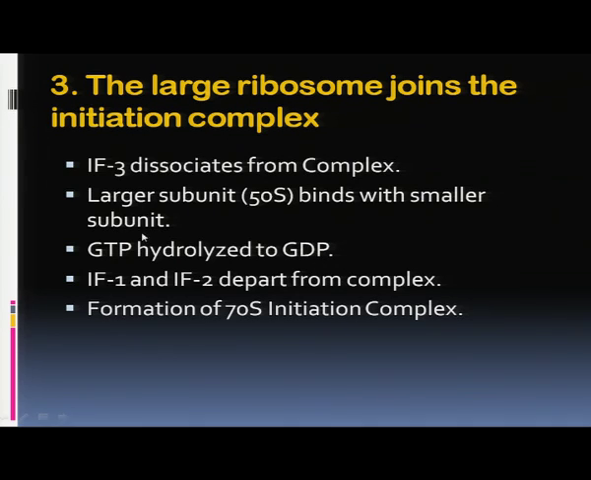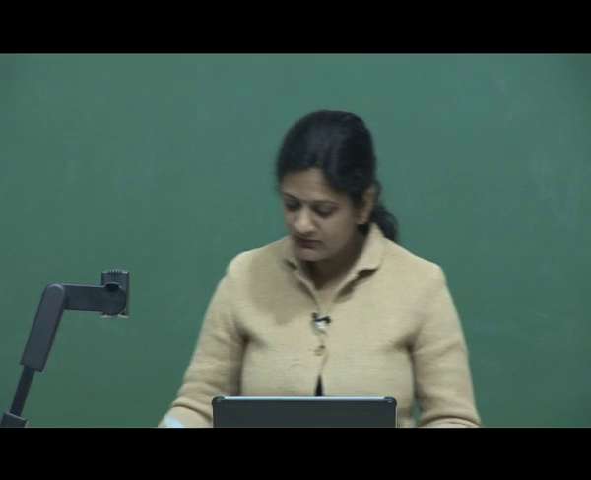After this, initiation factor 1 and initiation factor 2 depart from the complex. And now after the departure of IF1 and IF2, the formation of the 30S initiation complex is there, which will help in the initiation of protein synthesis. You can understand this much more in detail with the help of this diagram.